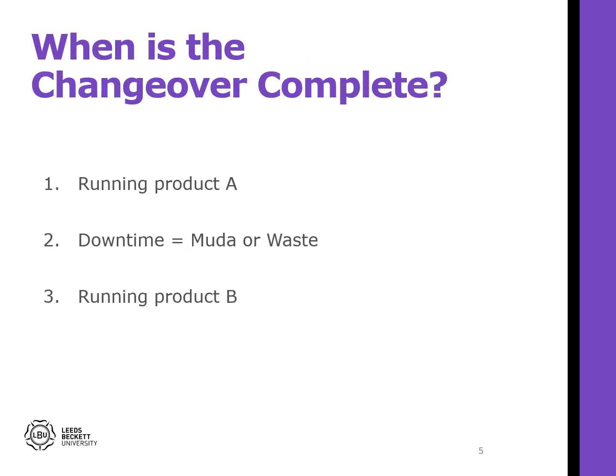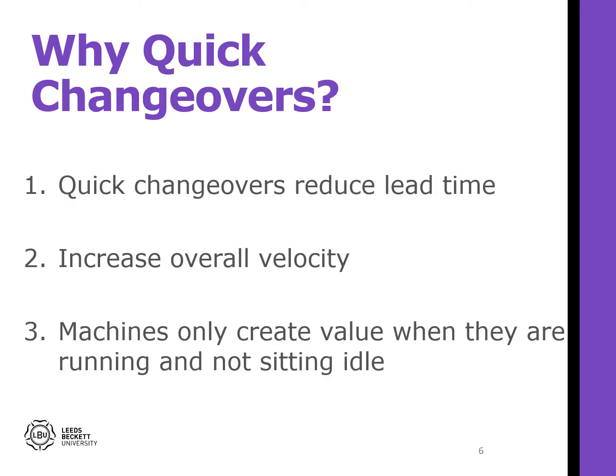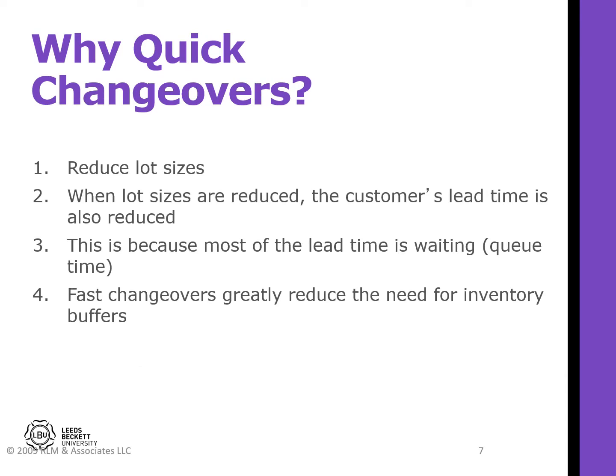So when is a change complete? We said it's running for product A, then downtime, muda, waste, costing you money. So we need to reduce it, and then it's running part B. Quick changeovers reduce lead time and increase overall velocity. Machines only create value when they are running and not sitting idle. That's obvious. So why do quick times reduce lot sizes?